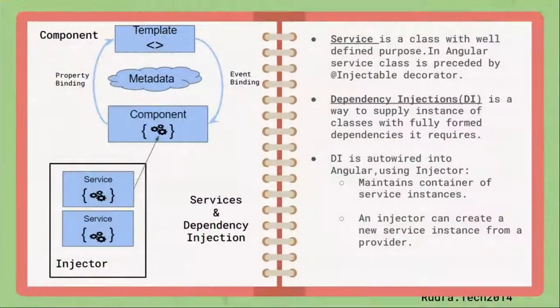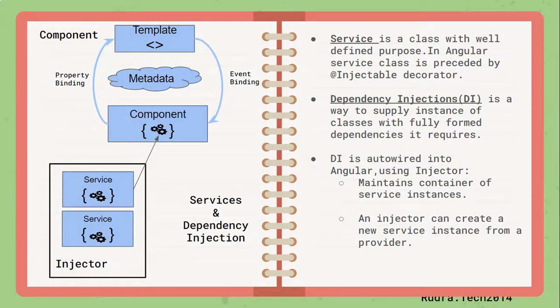Then the next part is services and dependency injection. The service is a class with a well-defined purpose, and in Angular the service class is preceded by @injectable decorator. Well, the services will keep the component code lean and focused on the view part, and they also perform several different utility tasks such as logging the request, AJAX request, sharing data, and so on.